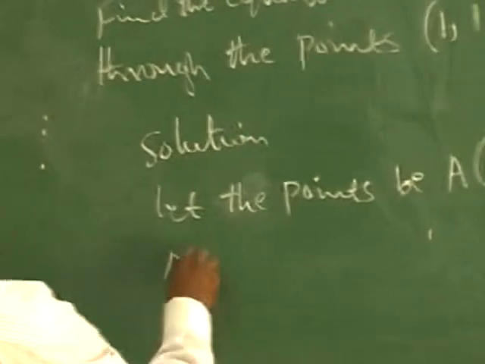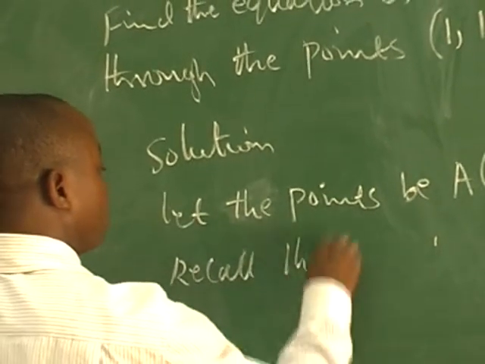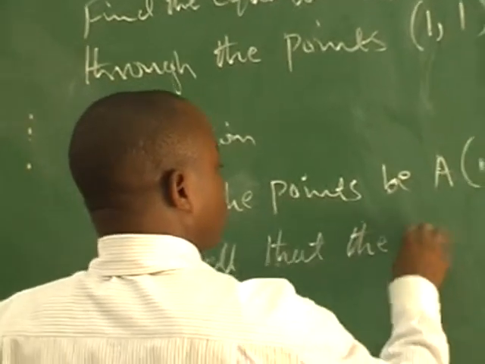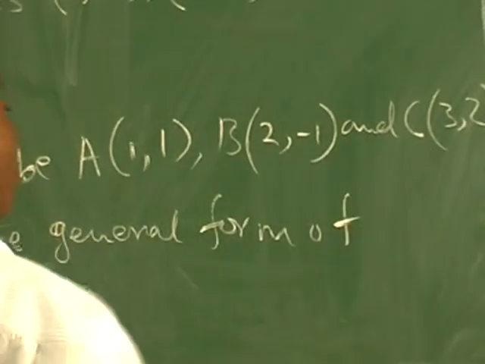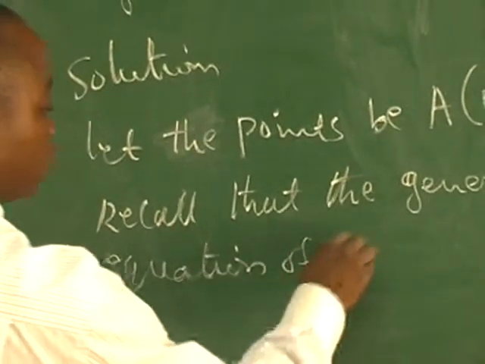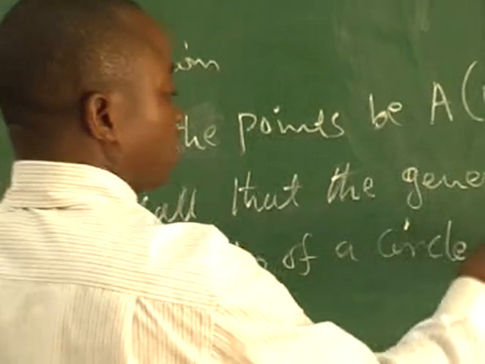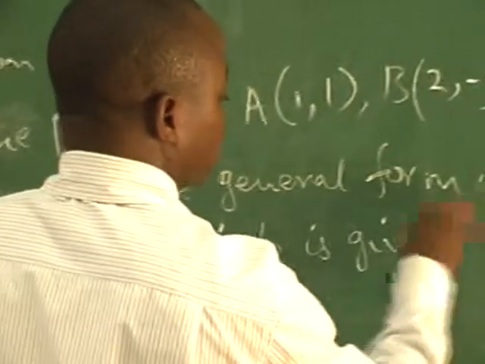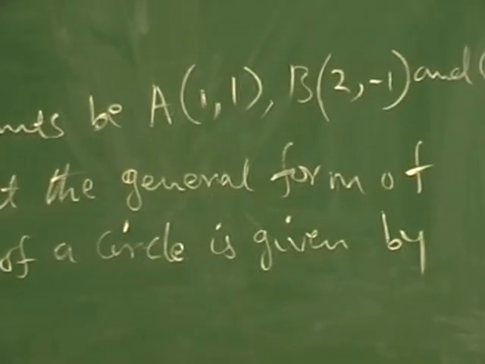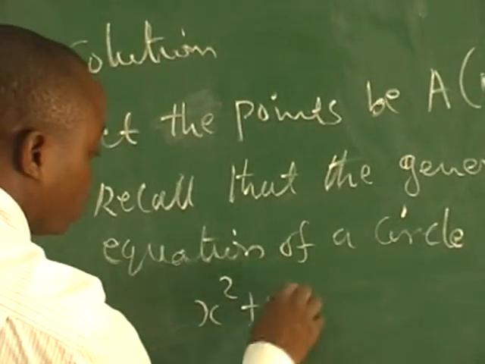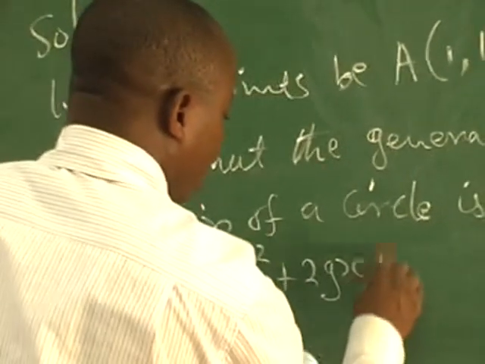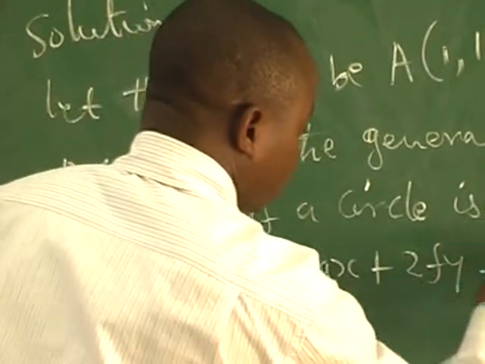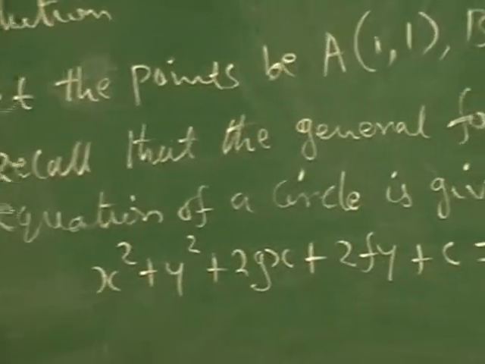Now, recall that the general form of equation of the circle is given by x squared plus y squared plus 2gx plus 2fy plus c is equal to 0.